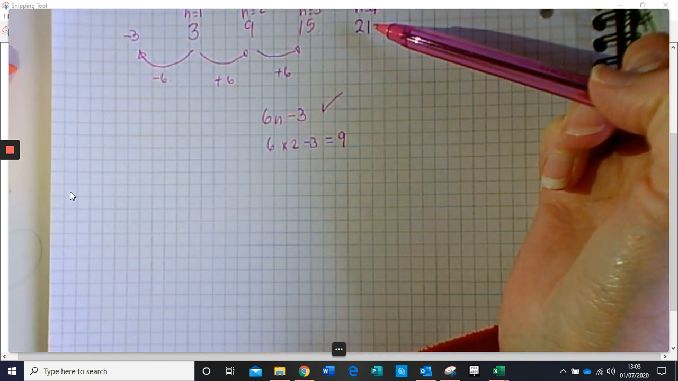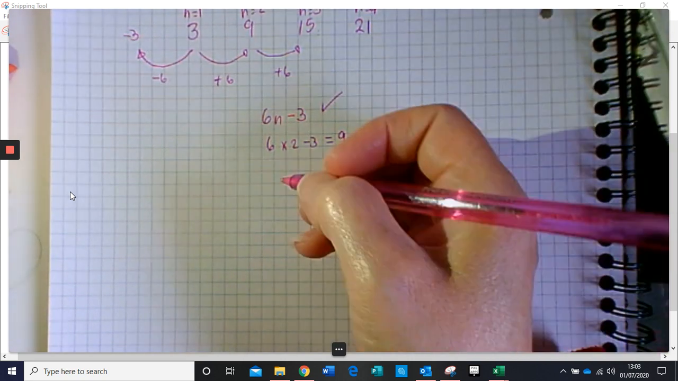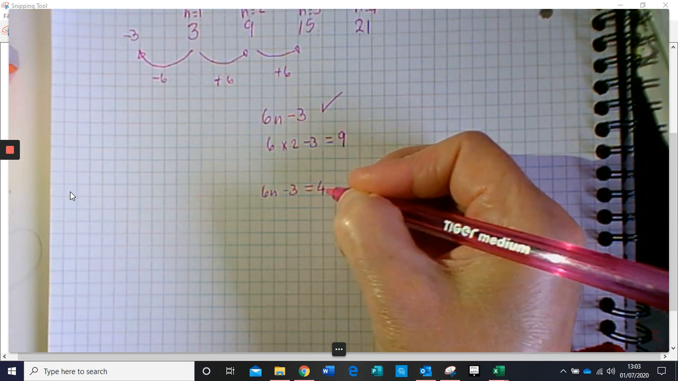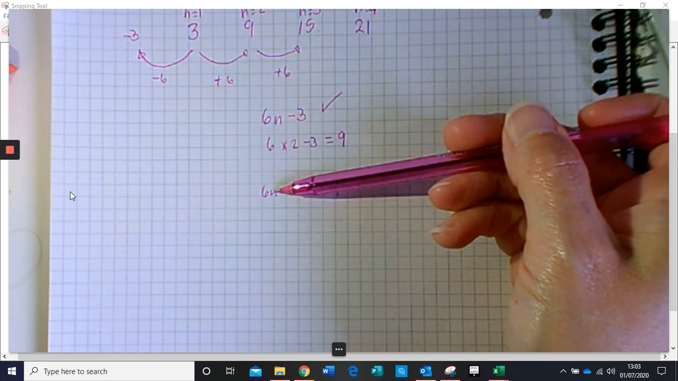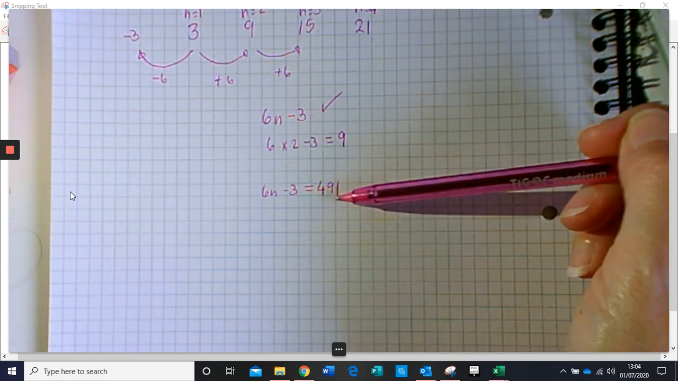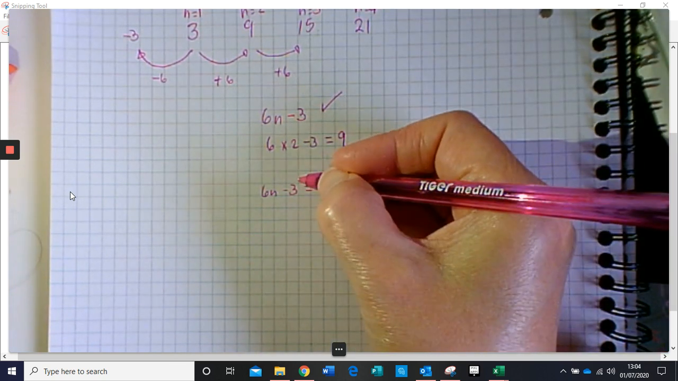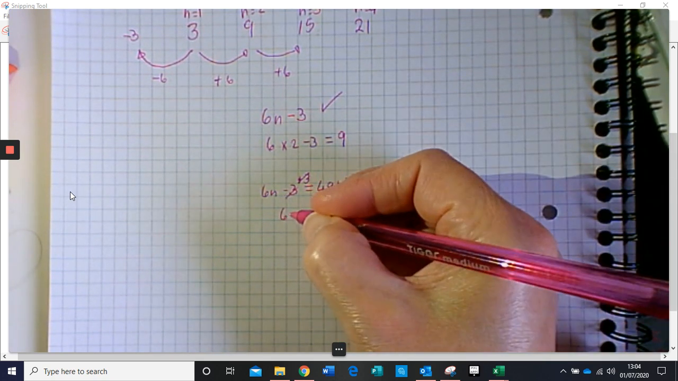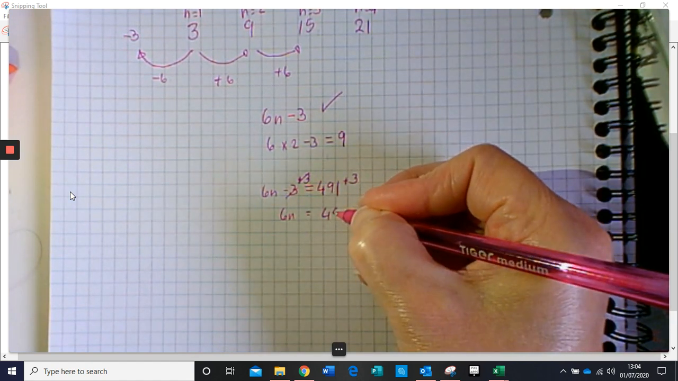So let's find out if 491 is a term in the sequence. That means that 6n minus 3 equals 491. If we solve this, we will find out what the value of n is, and that'll tell us which term in the sequence 491 is, if it's in the sequence. So let's go for it. I'm going to add 3 to both sides. So that cancels out to 0. I will have 6n left on its own. 491 plus 3 is 494.